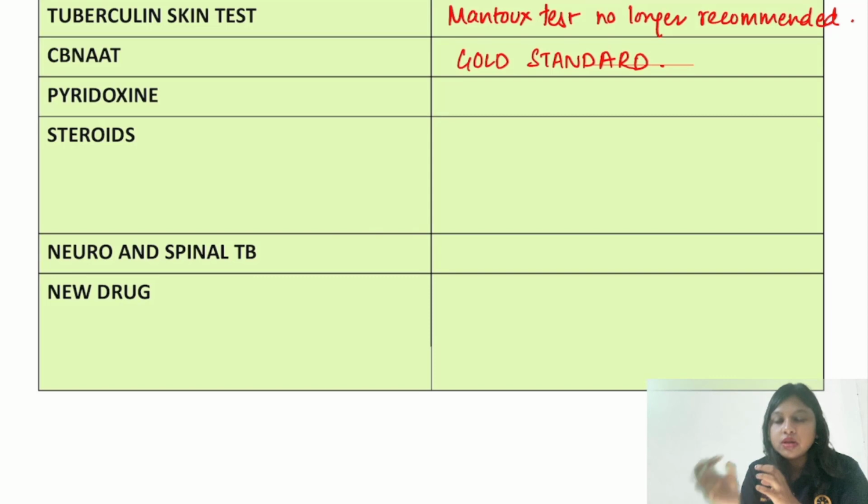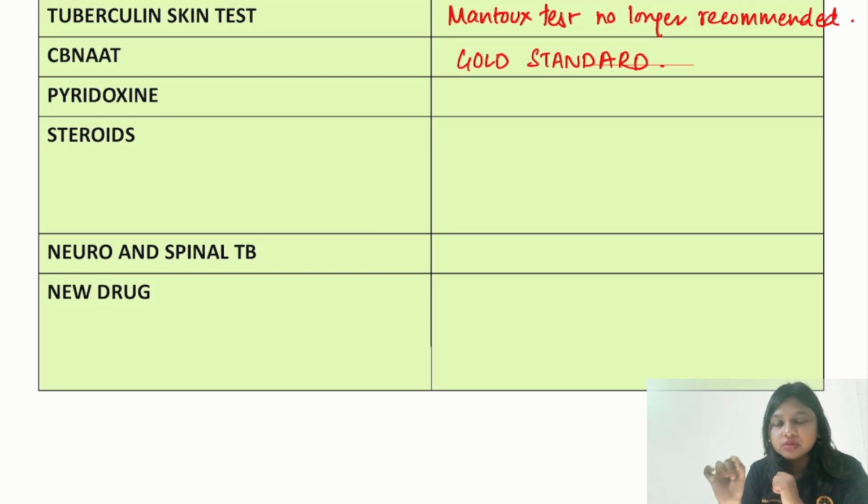If it is negative and we still have a deep suspicion, then it's clinically confirmed probable tuberculosis. And suppose the chest x-ray is suggestive, with some cavities or hilar lymphadenopathy strongly suggestive of tuberculosis, we do a CBNAAT. CBNAAT can be taken from sputum, induced sputum or gastric lavage. In all these cases, if the CBNAAT is positive, again it is tuberculosis.